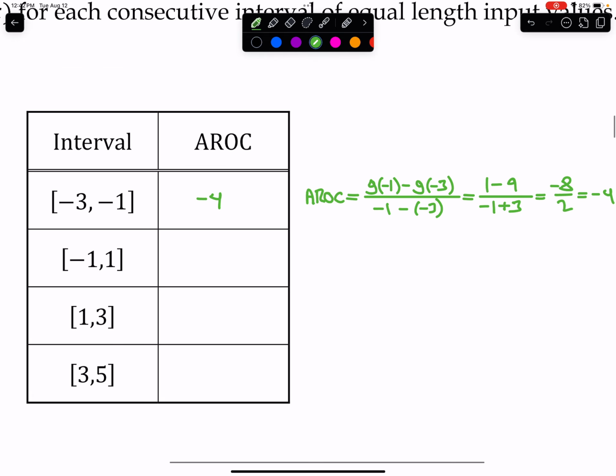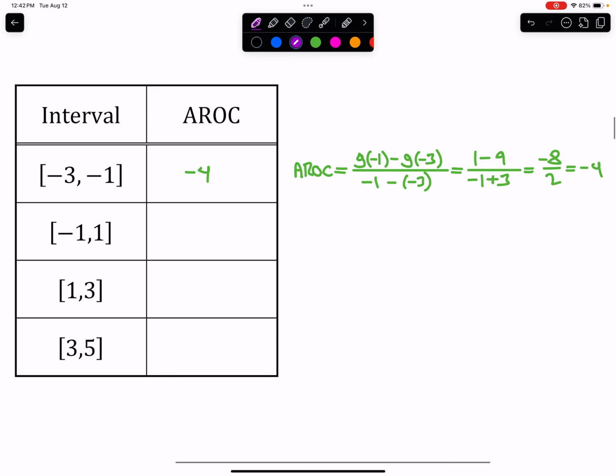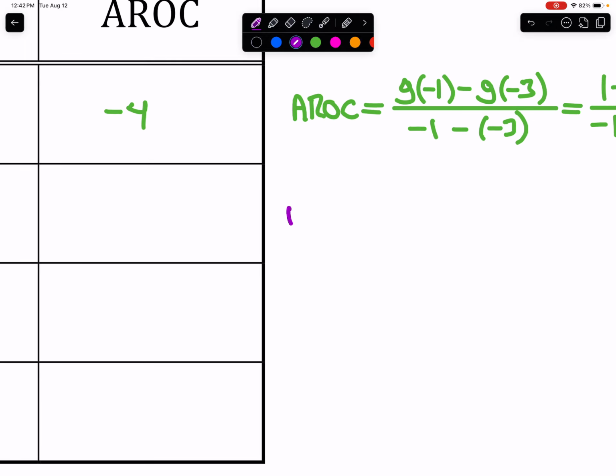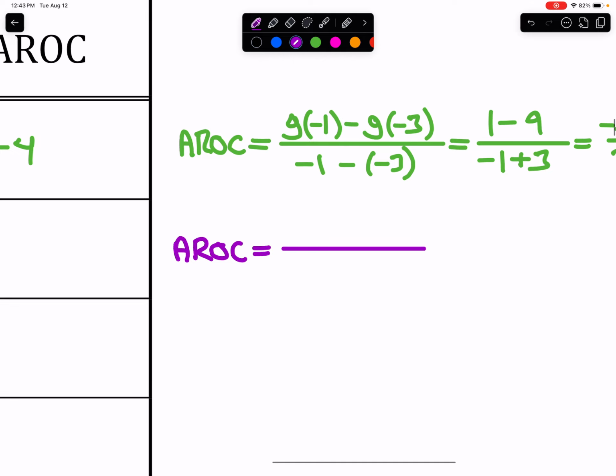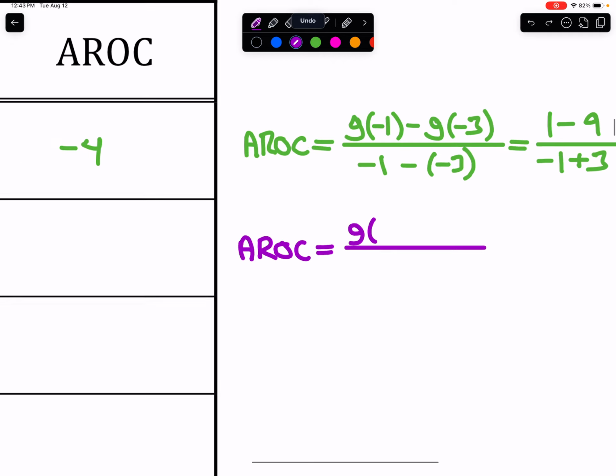So now we're going to do the same idea for the next 3. So I would say pause here and try the next 3 on your own. So now we're going to do from -1 to +1. Whoops, I got that backwards.